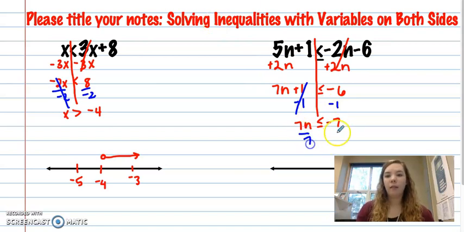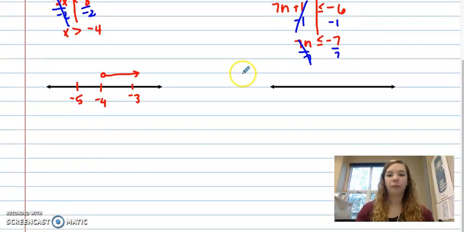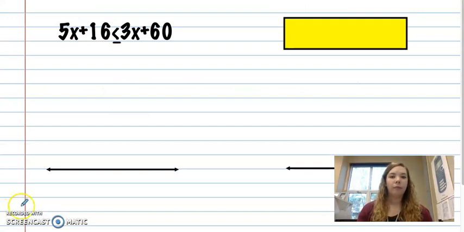And then we'll divide by 7. N is less than or equal to negative 1. And we do not flip our sign because we divided by a positive, so it stays the same. So less than or equal to is a filled in circle to the left. All right, we're just going to do 2 more, only 4 today, and then you're on your own.